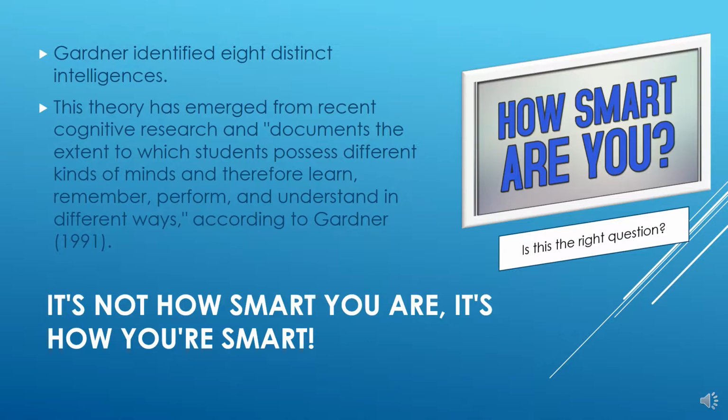A common misconception about multiple intelligences is that it means the same thing as learning styles. Rather, multiple intelligence represents different intellectual abilities. The question is not how smart you are, rather, his theory considers how you are smart.